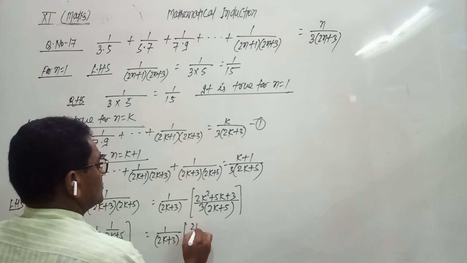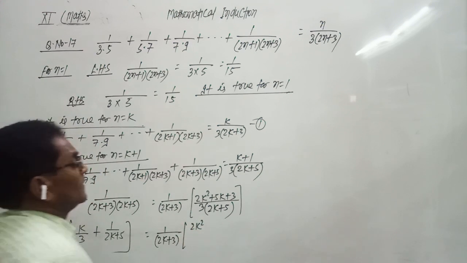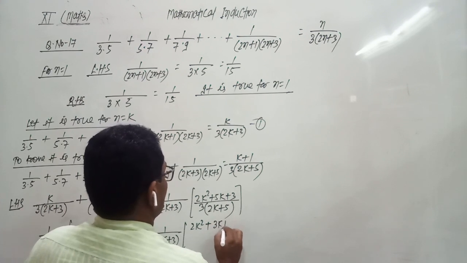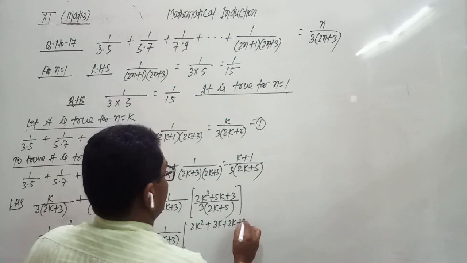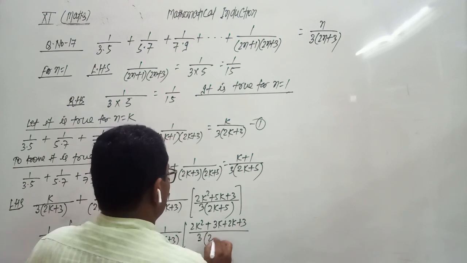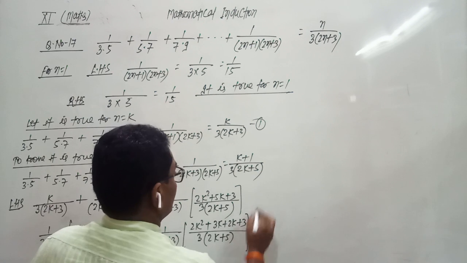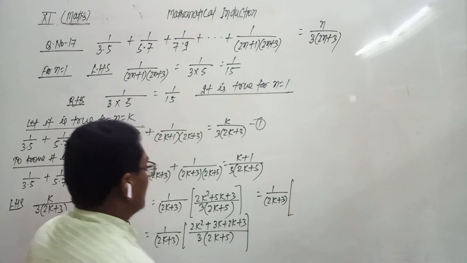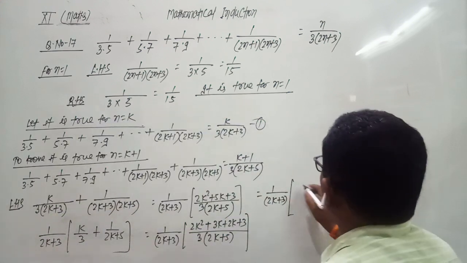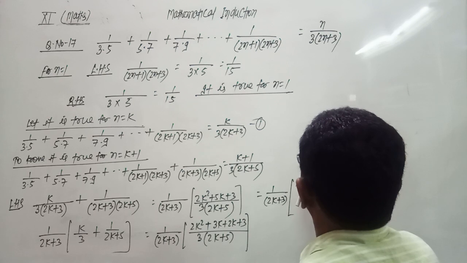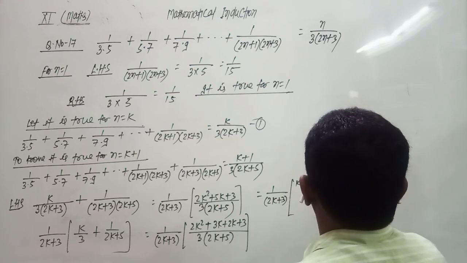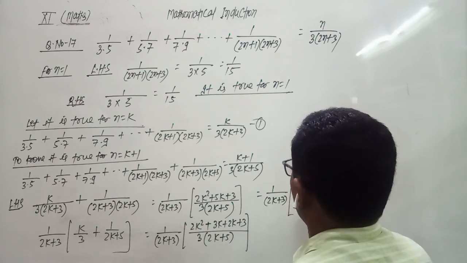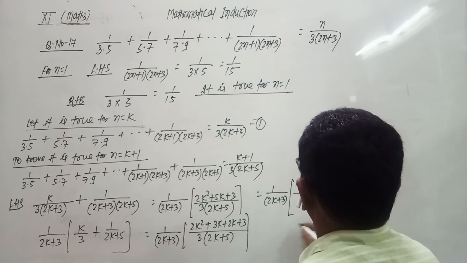And this can be written as 2k squared plus 3k plus 2k and plus 3 upon 3 into 2k plus 5. So 1 upon 2k plus 3. From the first two terms, k is taken common. We get 2k plus 3. 1 is common. 2k plus 3 whole upon 3 into 2k plus 5.